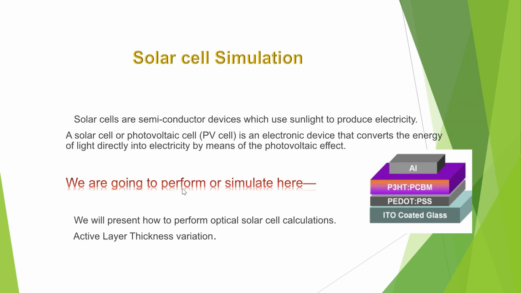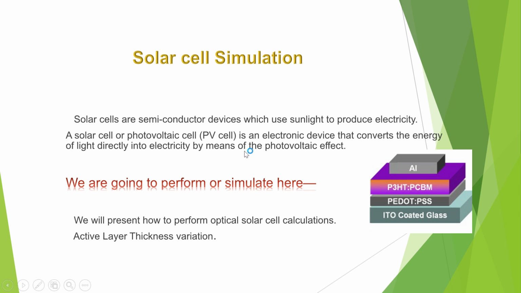As we move further, I will explain solar cell simulation. Solar cells are semiconductor devices which use sunlight to produce electricity. A solar cell or photovoltaic cell is an electronic device that converts the energy of light directly into electricity by means of the photovoltaic effect. We will present how to perform optical solar cell calculation and active thickness variation, and here we are given one of the diagrams. A similar diagram we will make in the Setfos GUI.